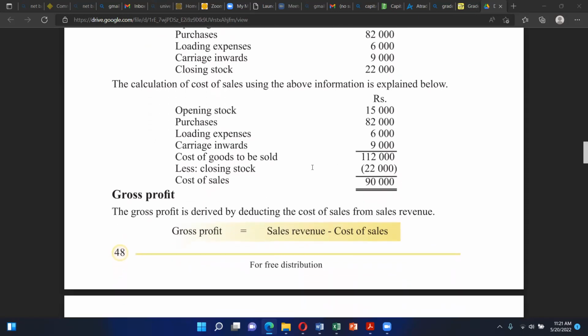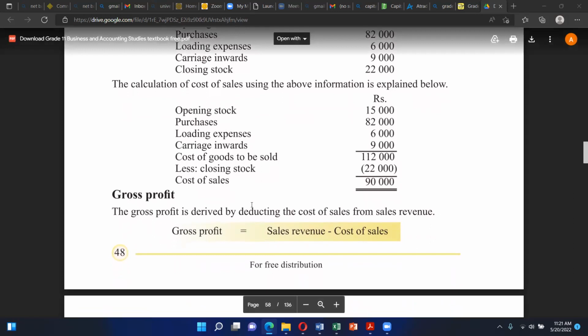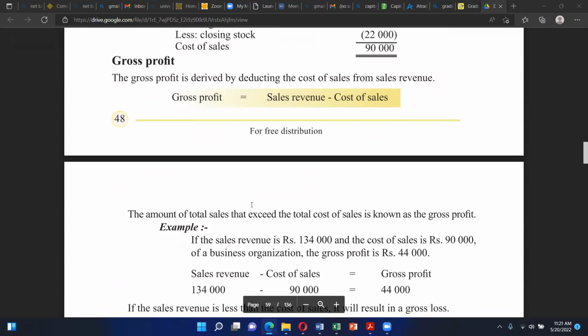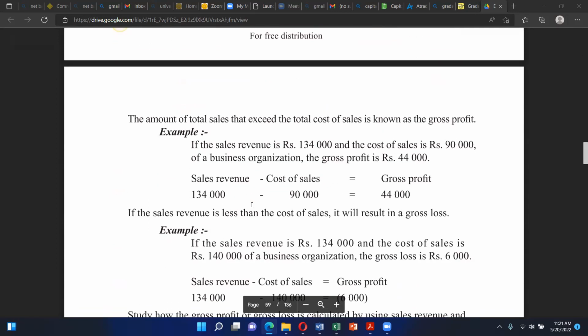Yes, sir. Good. So now it comes to the gross profit. Gross profit is the difference between sales revenue and the cost of sales. Please read the example and see whether you can understand.